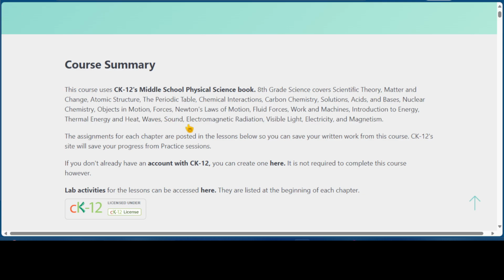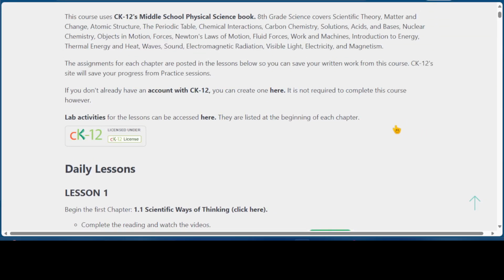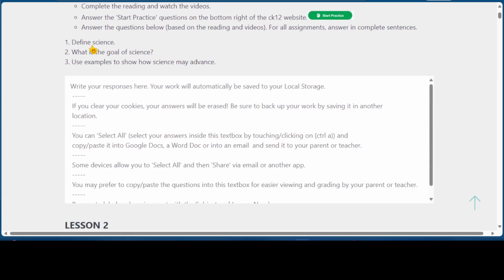in motion, forces, Newton's laws of motion, fluid forces, work and machines, introduction to energy, thermal energy, heat, waves, sound, electromagnetic radiation, visible light, electricity, and magnetism. So lots of information there. It is laid out the very same way. You will use that textbook from ck12.org. You will do the lab activities from CK12, but all the lessons are listed here with the questions, and students will record their responses here.